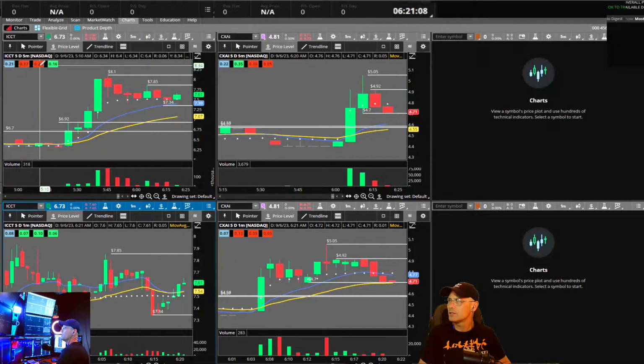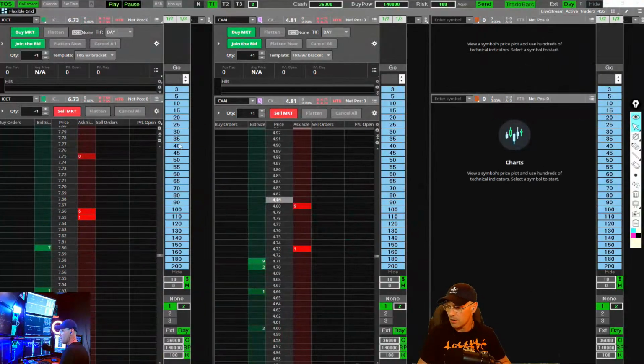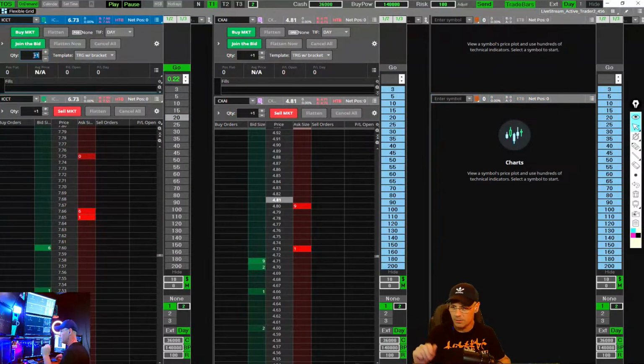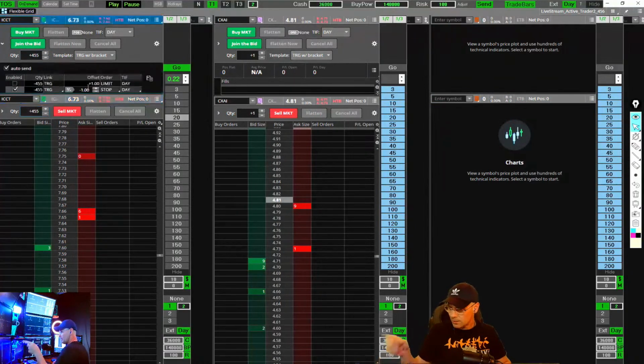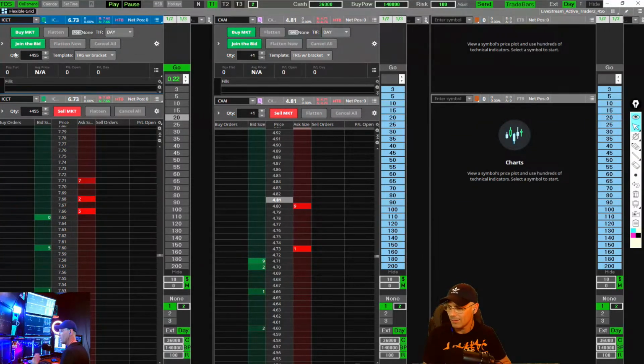So the highest range is 22 cents. So I'll just come down here and I'll enter 21.2, click go, and it's going to put in my share size and my stop loss. If you click that down arrow, 22 cents, that corresponds to the 22 cents. So that's how far below my entry my stop loss will be when I press the buy button.